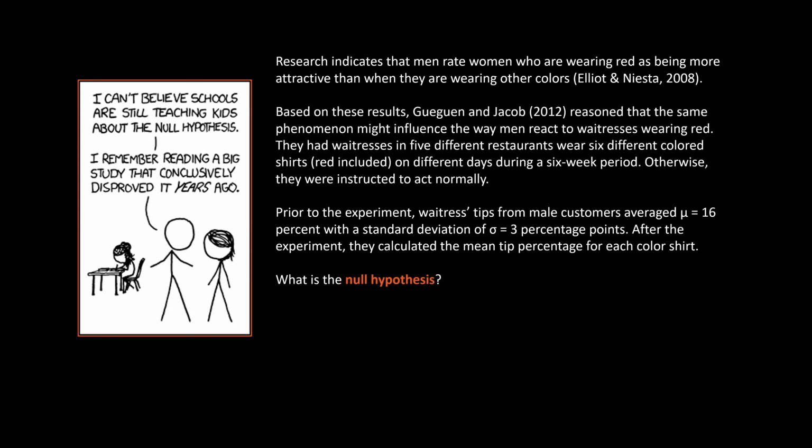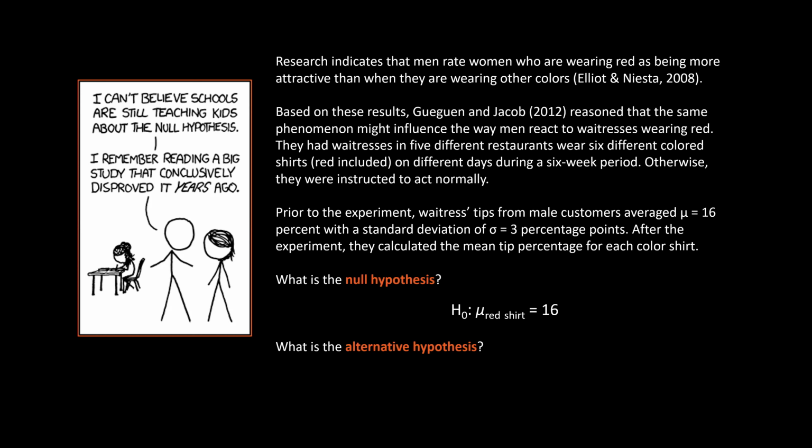So what's the null hypothesis? If we know that the status quo, that average everyday waitresses are getting 16% on their tips, that's where we start from. That's our null hypothesis. So our null hypothesis is H subscript 0, colon, mu of the red shirt is still 16, because that means nothing has happened.